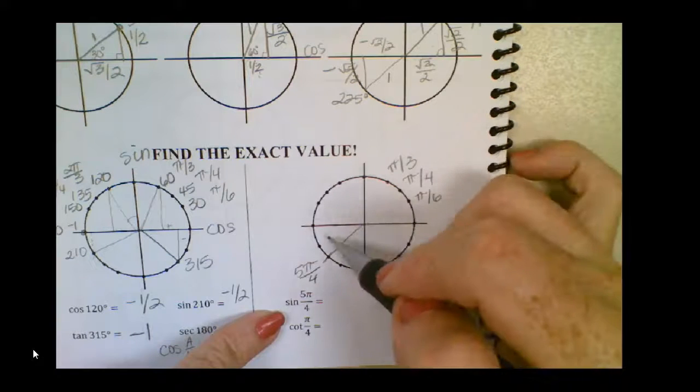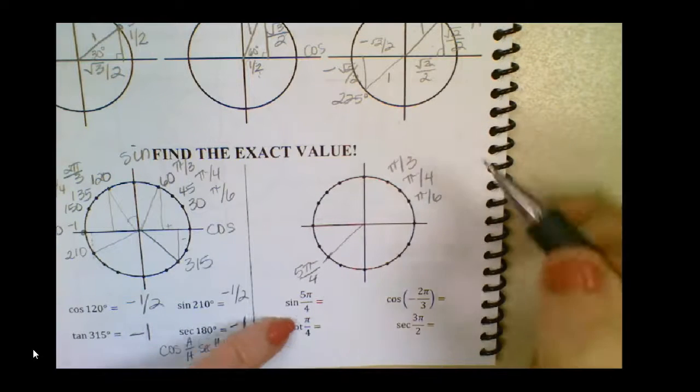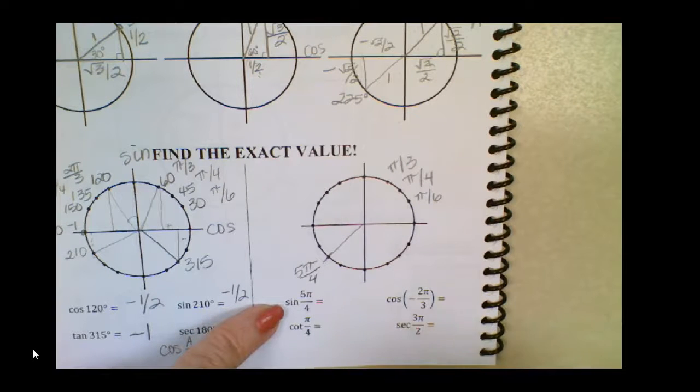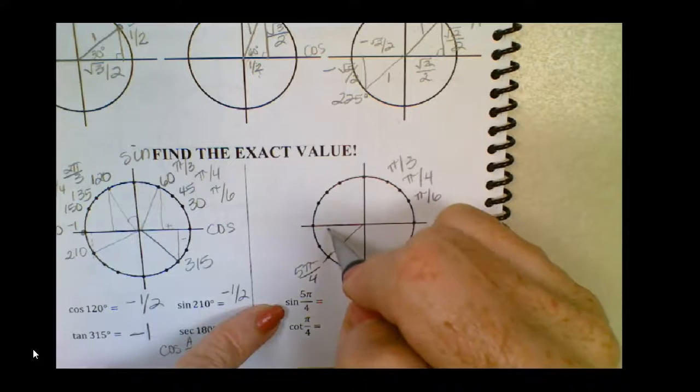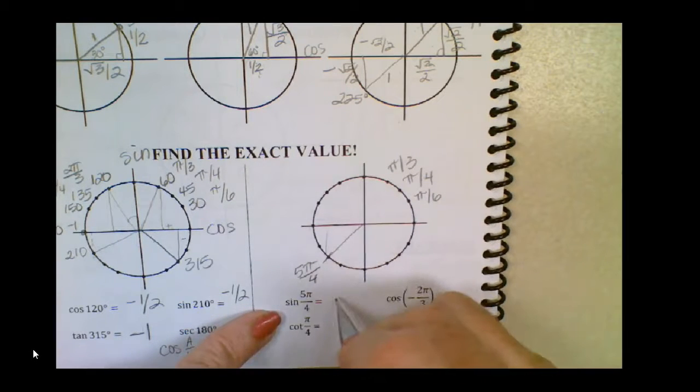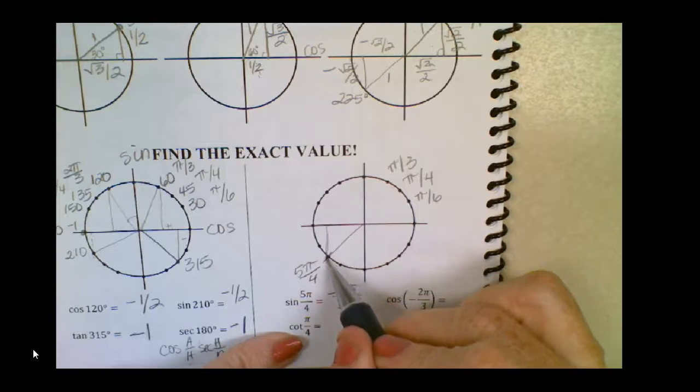So I know in my 45, 45 triangle that I've got square root of 2 over 2. So my sine, I want you to look at whether it's positive or negative for each first. Okay, so anything down in this third quadrant, both sine and cosine are going to be negative. So that is going to be negative square root of 2 over 2, because that's the height of that triangle right there.